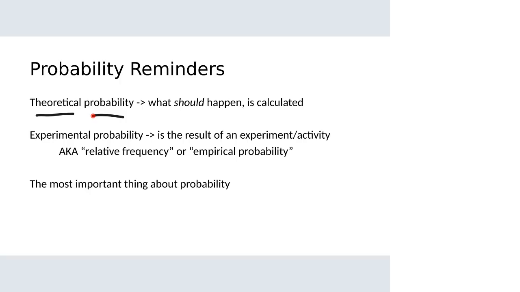When we did our simulations, we were kind of looking at the other type of probability, which is experimental probability. Instead of just calculating it, it's the result of an actual experiment or an activity, or you could say a simulation. Experimental probability is also known as relative frequency or empirical probability. This is one you'd probably see more often than relative frequency. But basically, there are two different types of probability. I want to make sure just to remind you of that. Theoretical is calculated. Experimental is when we actually perform some sort of experiment.